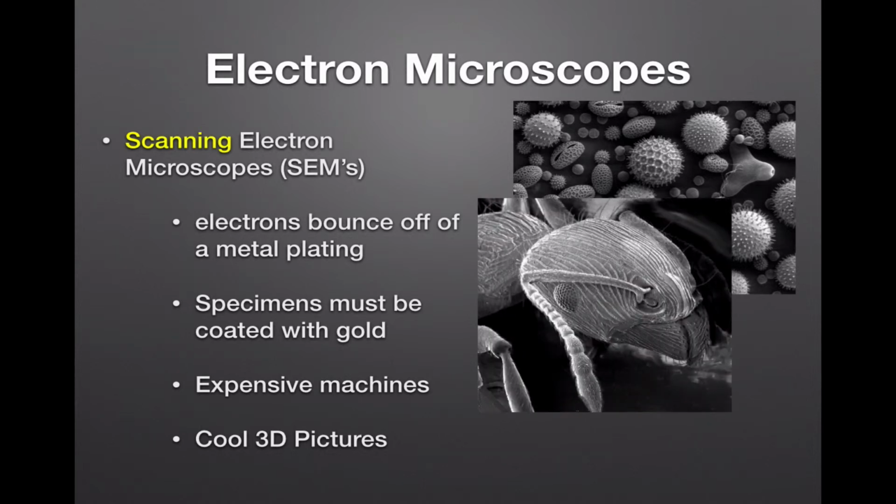Here's a scanning electron micrograph of an ant head. You can see the ant's compound eyes. You can see the very complicated exoskeleton and antennae that it possesses. Again, very high resolution, very clear imagery in 3 dimensions.